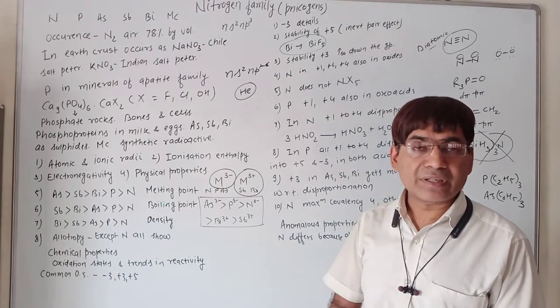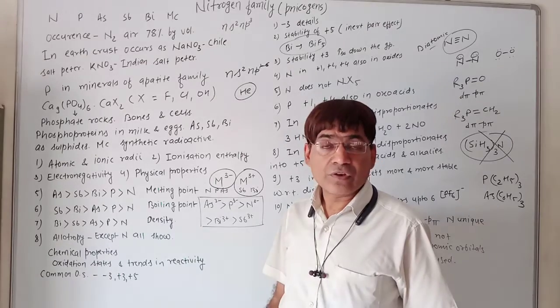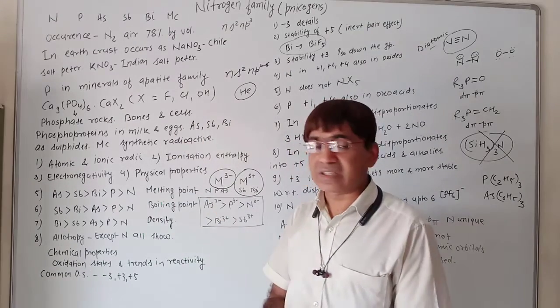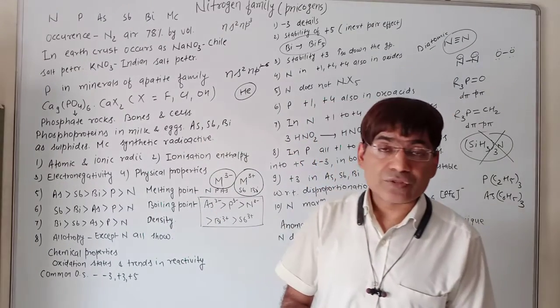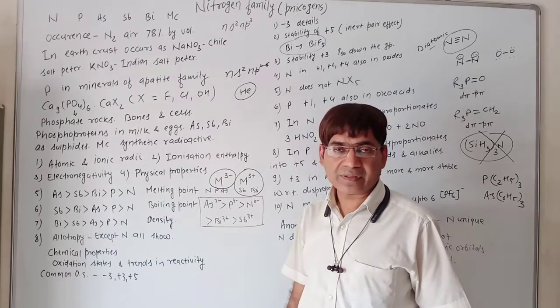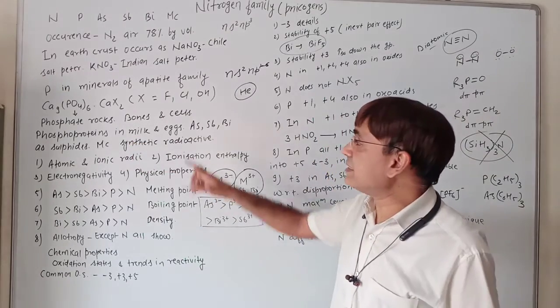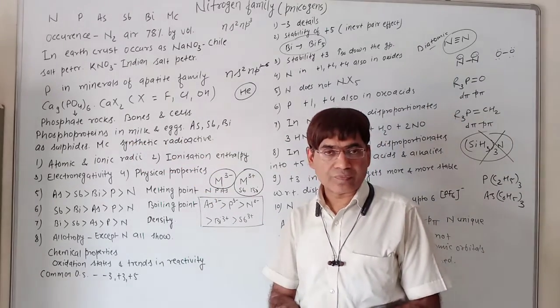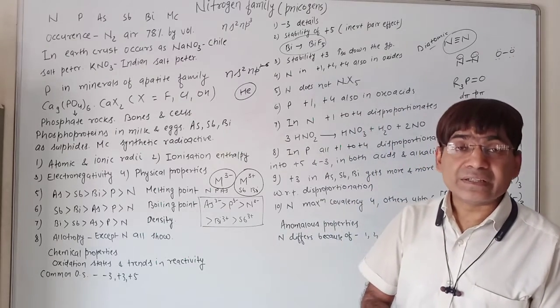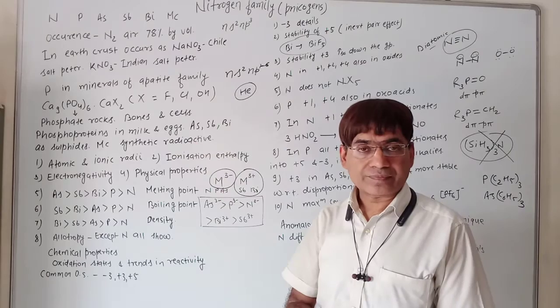Phosphate rocks, minerals of the apatite family. Phosphorus is also found in bones and cells. Next, phosphoproteins, these are present in milk and eggs also.